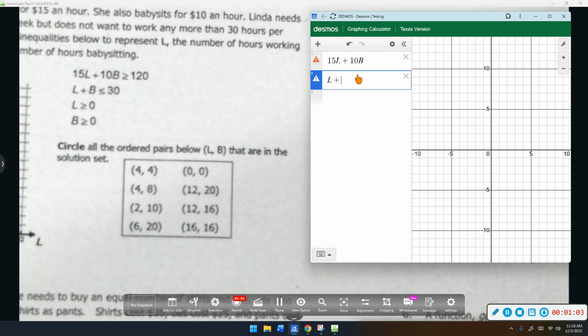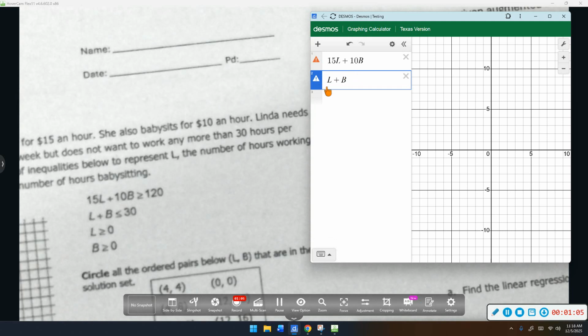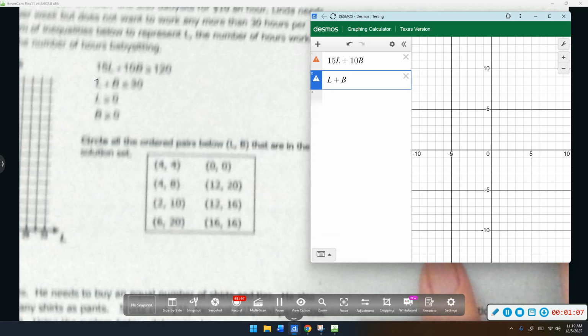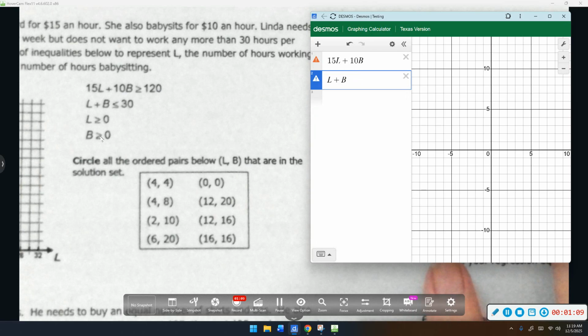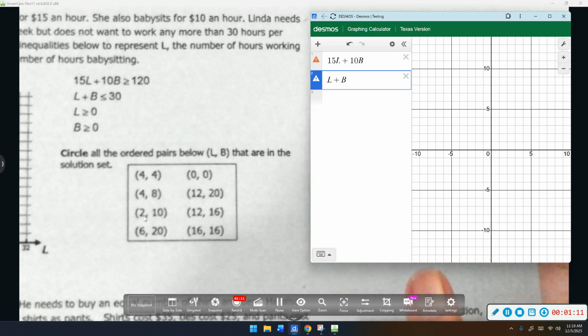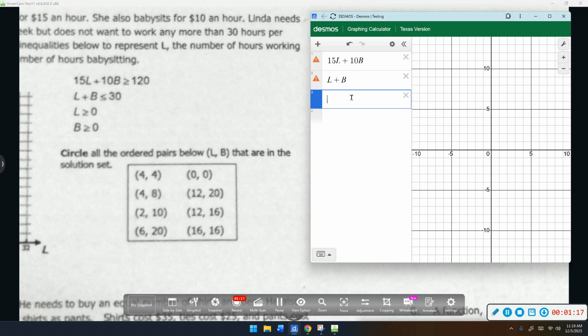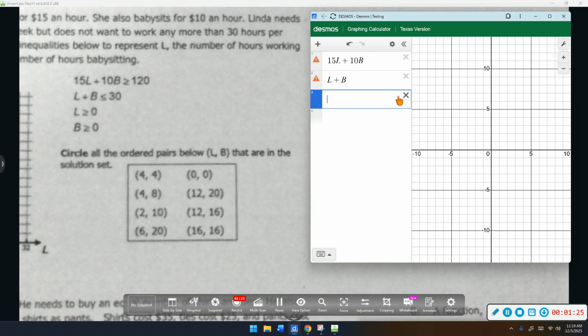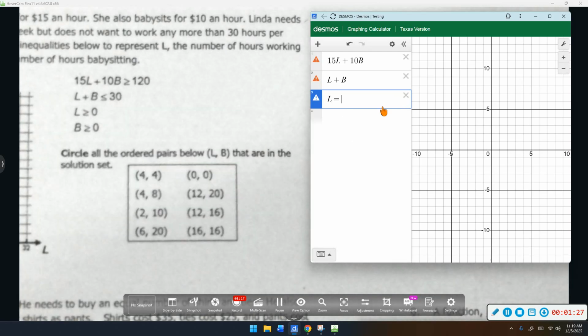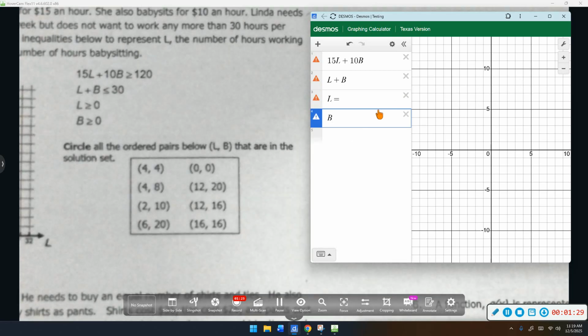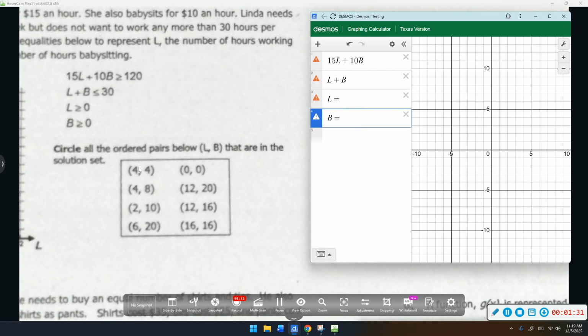Okay. And then these two just say L is greater than or equal to 0, B is greater than or equal to 0. And all of these satisfy that, right? In all of these, all the numbers are 0 or greater. Okay, so notice my calculator doesn't know what to do. It's like, what are you trying to tell me to do? Because I haven't told it what to use for L and B. So here's what I'm going to do. I'm going to say L equals, B equals, and then I'm just going to try these points.